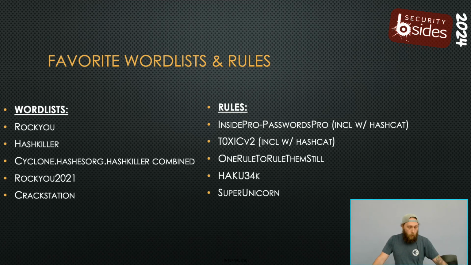Hash Killer is a great one. The combined Cyclone hashes.org Hash Killer one is my go-to dictionary. I use that one first all the time. That actually was a recommendation from the Hashcat team themselves. They said, this is what we always start with, and we pair that with the InsidePro Passwords Pro rule. So that came directly from Hashcat developers. They said that is the most efficient combination of word list and rule sets that they have identified to date on most GPU rigs.